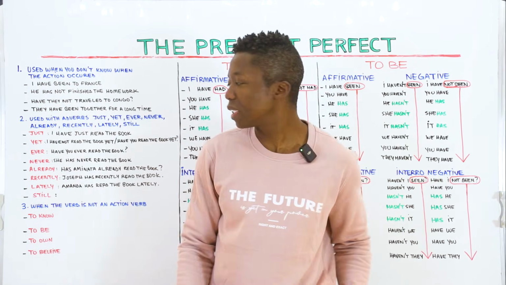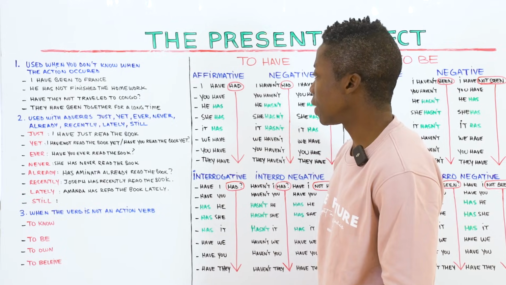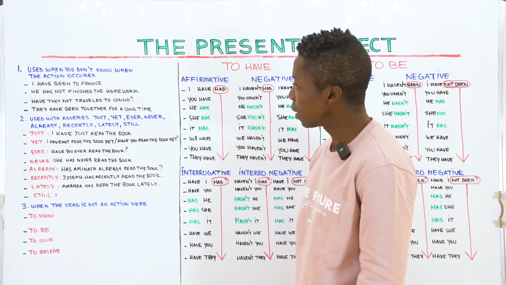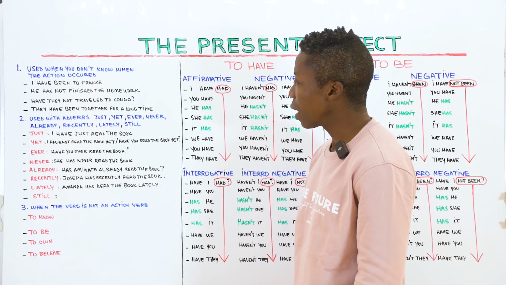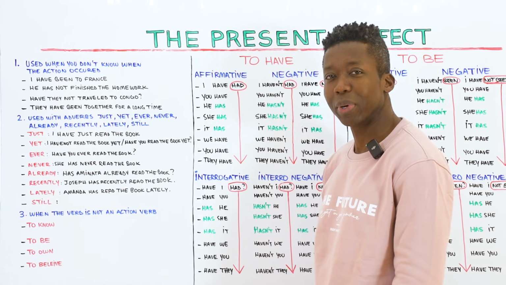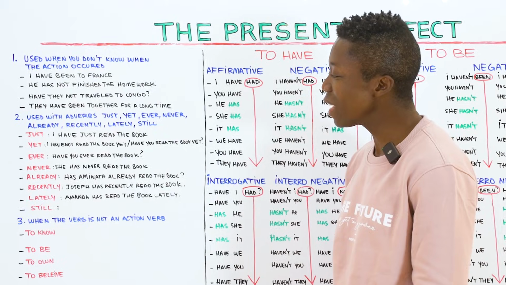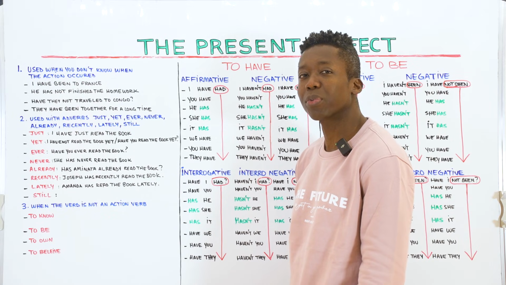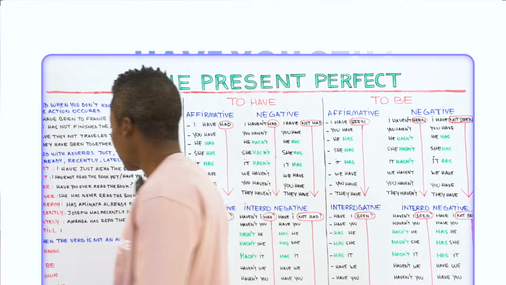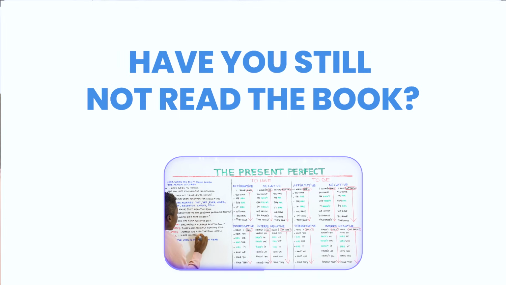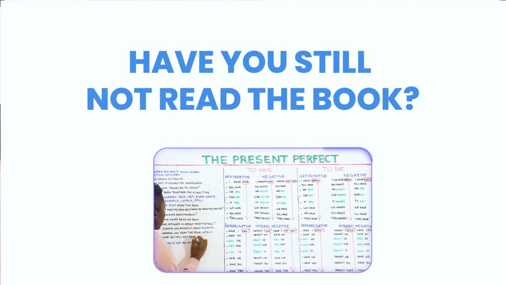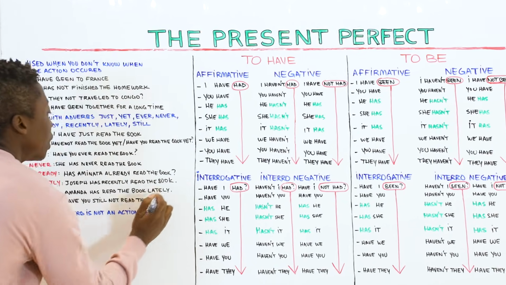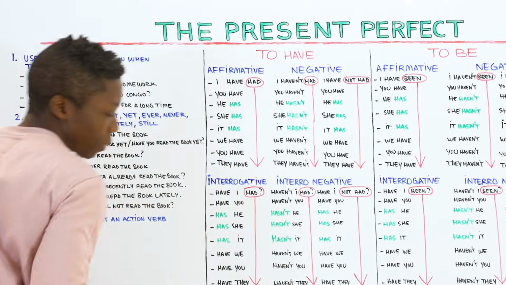How do we use still with this sentence? I have just read the book. Still. Have you still read the book? Have you still not read the book? Wait. So here, it has to be in a negative form. Have you still not read that book? So, have you still not read the book? So, in what circumstance do we use this sentence?